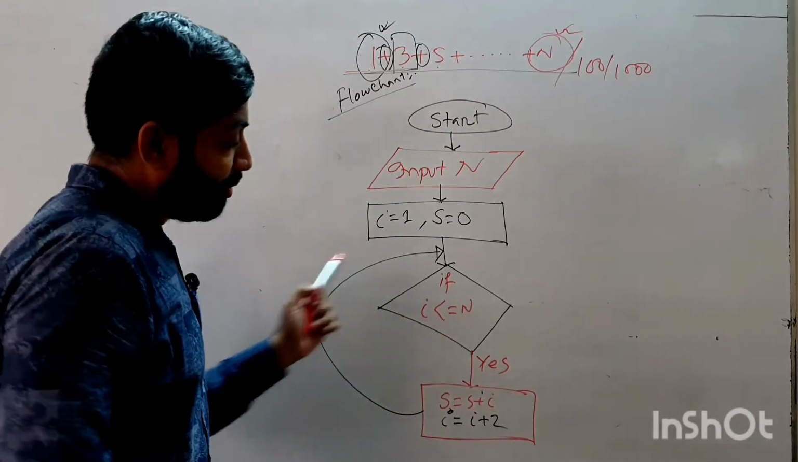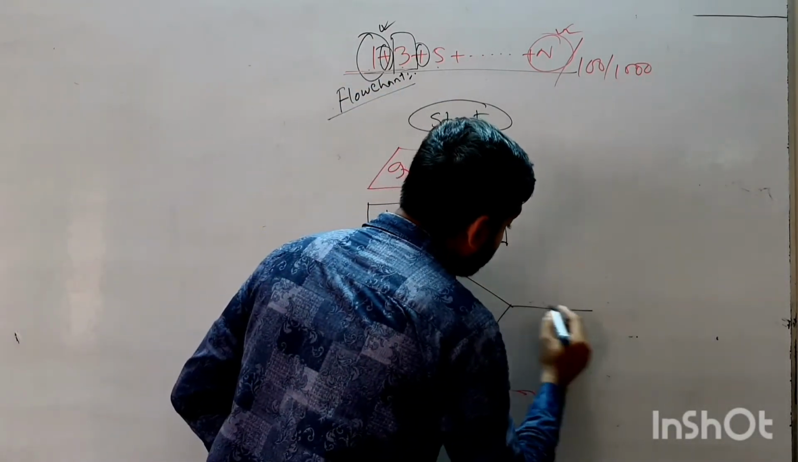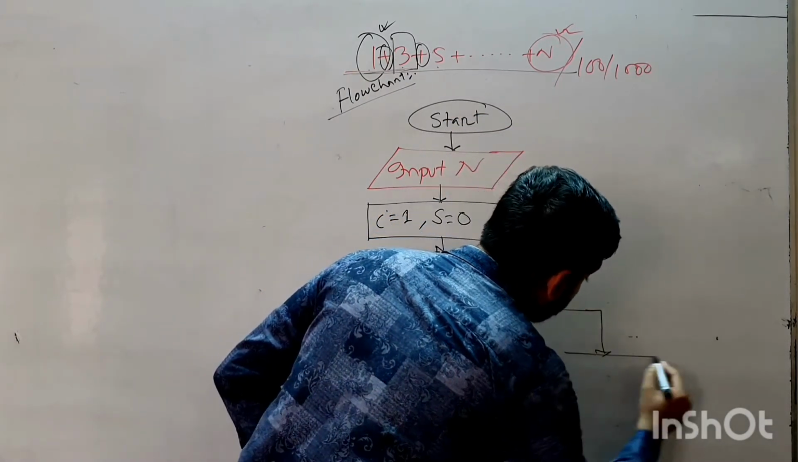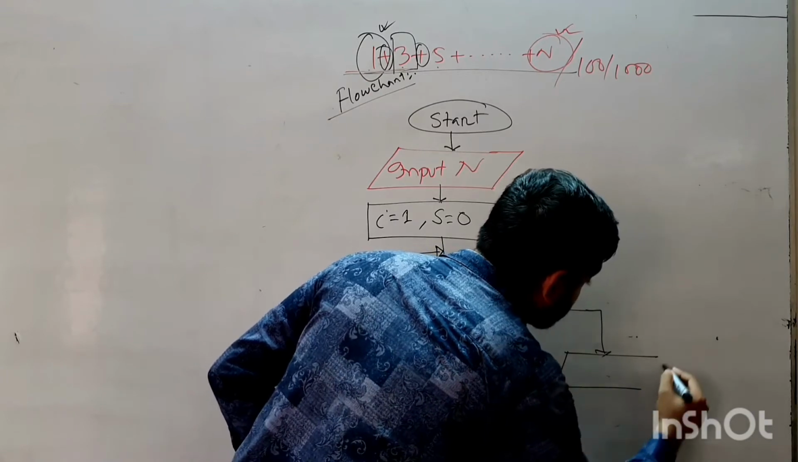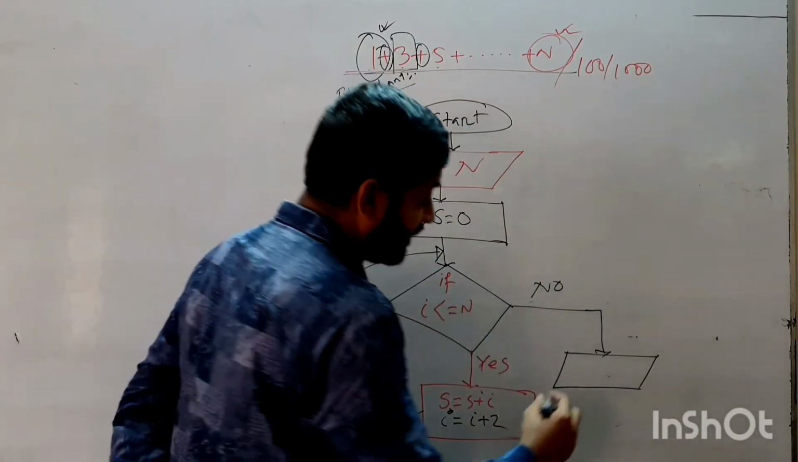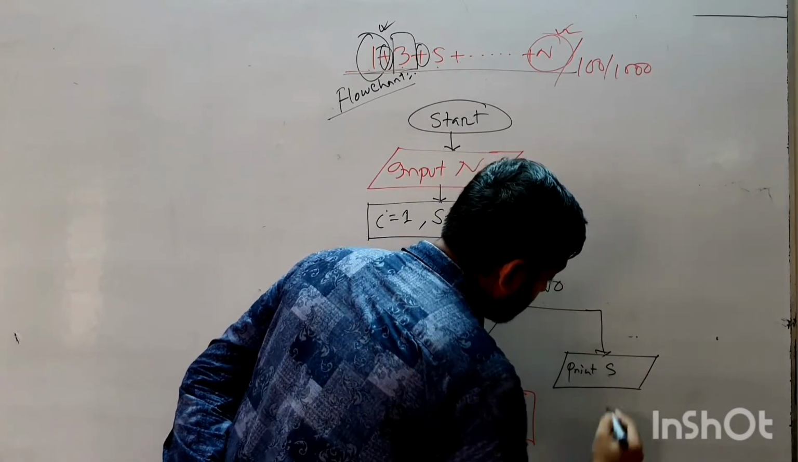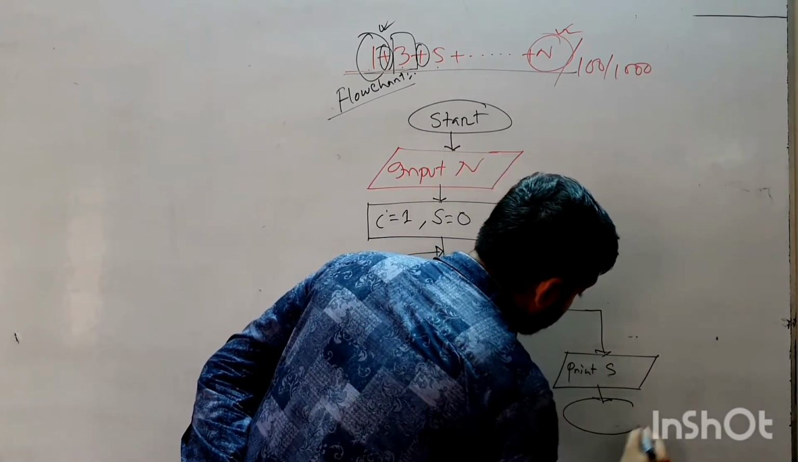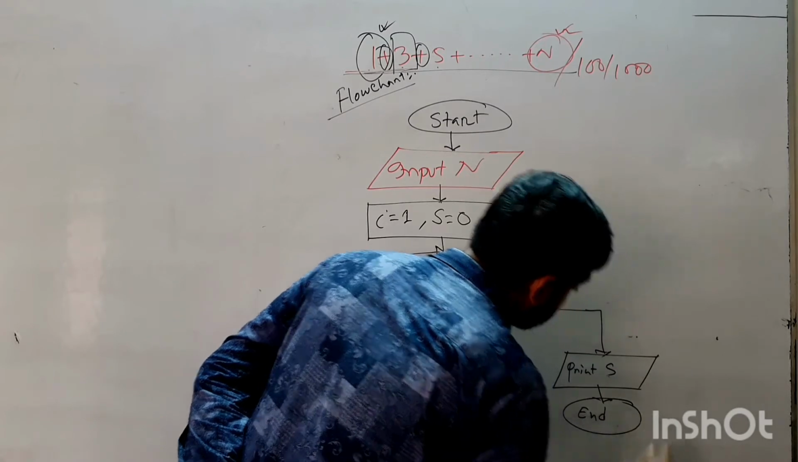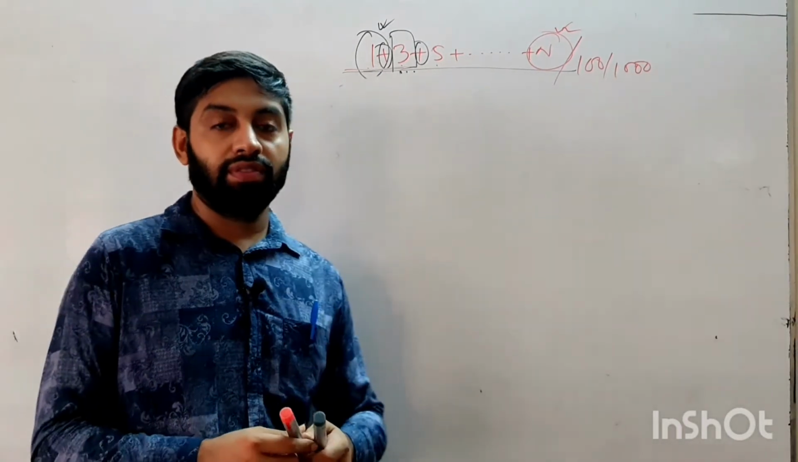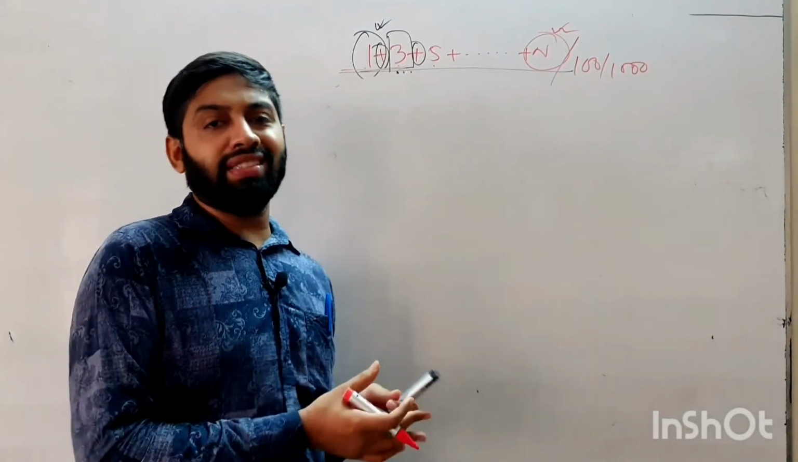That means in every step we increase by 2. This loop will continue until the condition becomes invalid. If our condition is invalid, then it will go to the no step. Then we will print s. After that, end. Okay, so I hope you understand the flow chart.